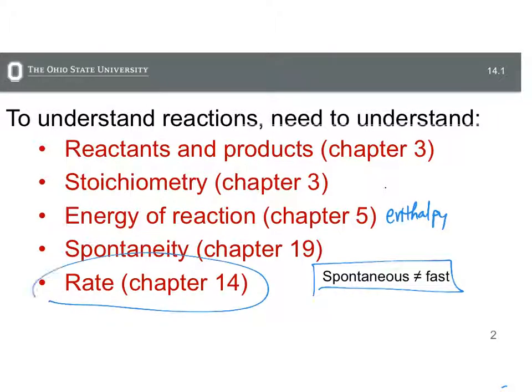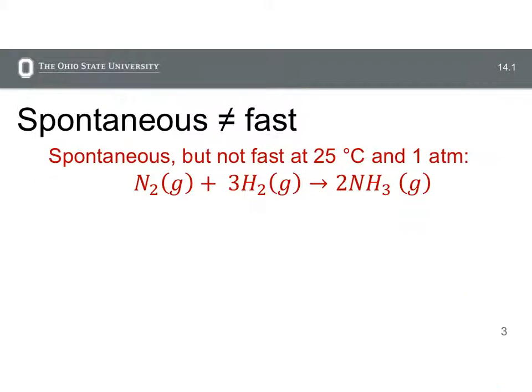And then the one other thing, and that's this chapter, we're going to look at rates of reactions. So how fast does a reaction occur? Again, spontaneous does not necessarily mean fast, but we do need reactions to occur at a useful rate, or a fast enough rate, in order for them to be useful. So this reaction is the formation of ammonia. It is a spontaneous reaction, but it does not occur very quickly at 25 degrees Celsius in 1 atmosphere.